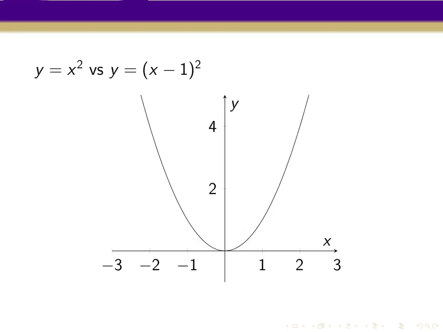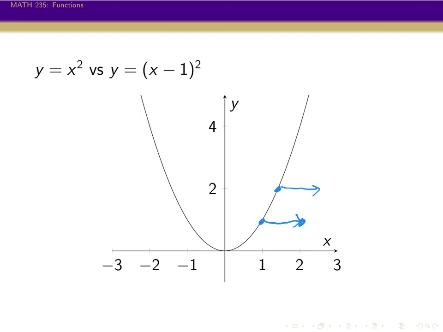Right? So let's think about what the graph of y equals x squared looks like versus y equals x minus 1 squared. So here's the graph of x squared. So then for y equals x minus 1 quantity squared, our x values have to be 1 bigger to get the same output. So every point on here is going to get shifted over by 1 in our new graph.